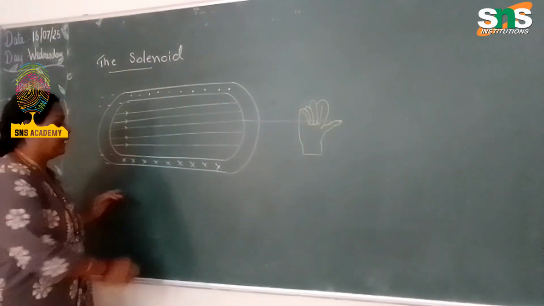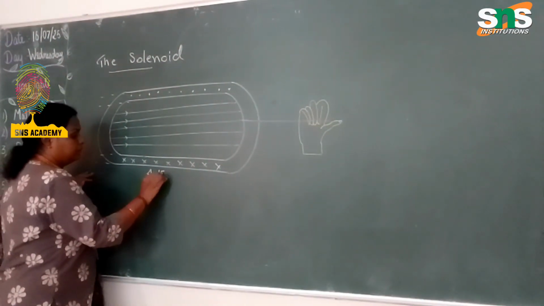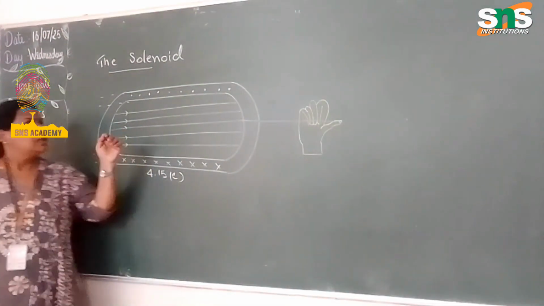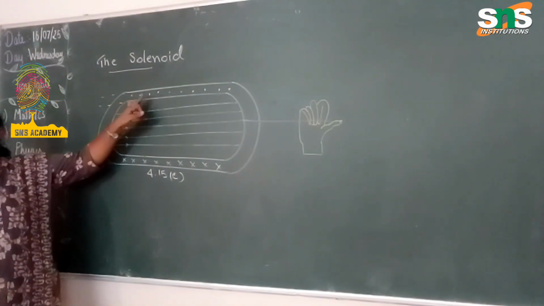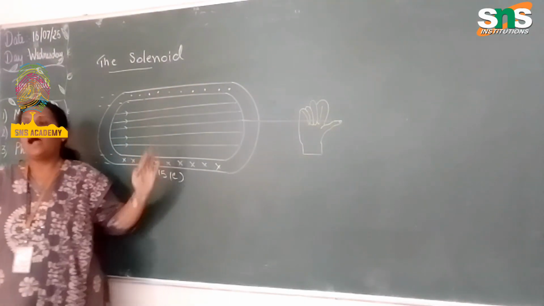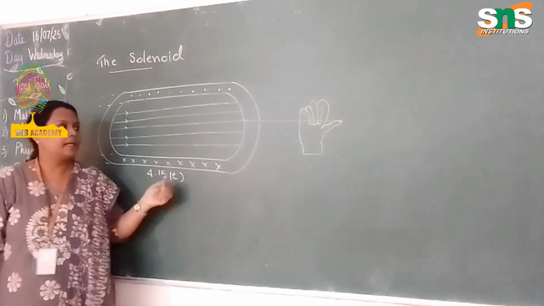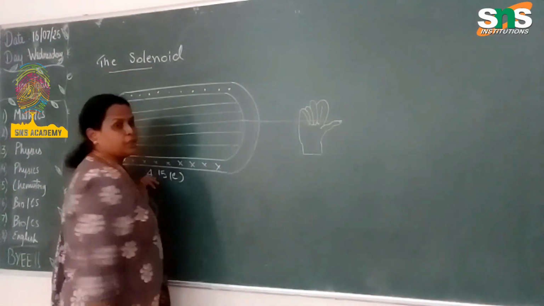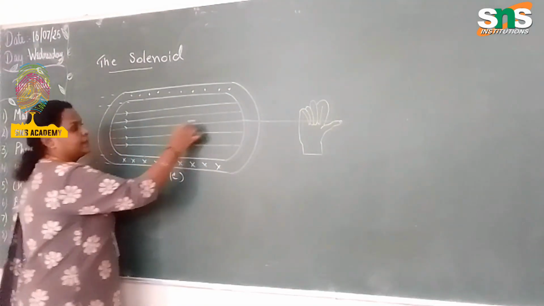Figure 4.15c, in the solenoid concept. If you see here, you can notice that the current is going outside and down it is going inside. So what can you infer from this? What do you mean by this line?